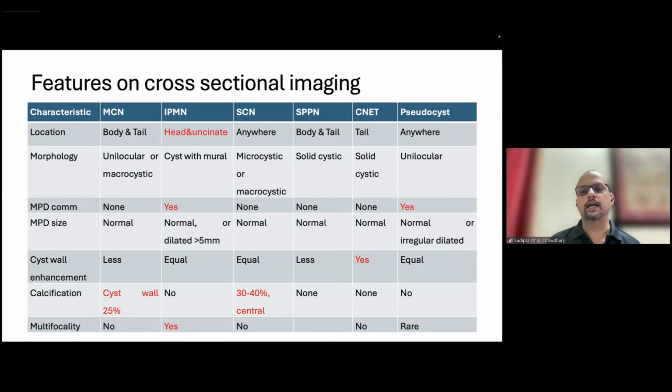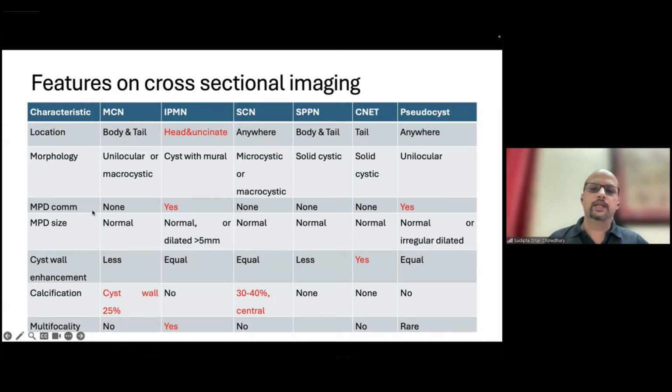I've highlighted in red the hallmarks of each. If you look at location, most of the pancreatic cystic neoplasms can occur in the body, tail, or everywhere, except for IPMN, which is predominantly in the head and uncinate region of the pancreas. If you look at morphology, mucinous cystic neoplasms, as we discussed, are unilocular or macrocystic. IPMN has a cyst with mural nodules. Serous cystadenomas are microcystic or can be macrocystic, whereas cystic degeneration of neuroendocrine tumors are solid cystic.